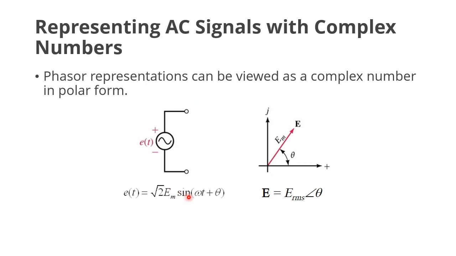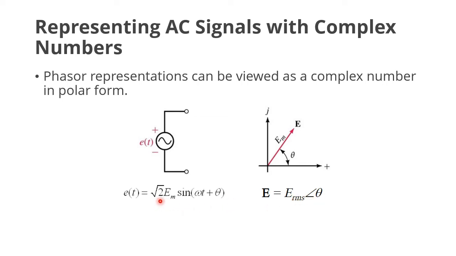So here is the AC signal which has the value in the sinusoid equation: e(t) equal to root 2 Em sin(omega t plus theta). This AC signal can be converted into the polar form of the complex number. So here is the way we can convert these AC signals into the polar form.